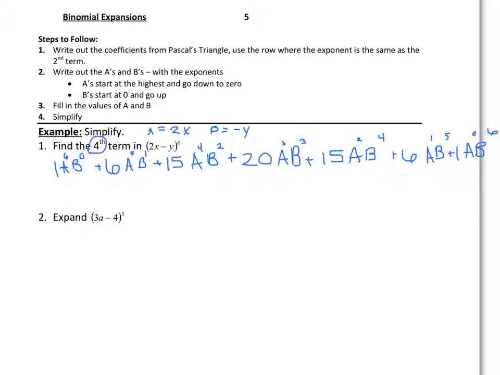And I want to find my fourth term. So these a's and b's help because I'm not filling in everything. So I just want my fourth term. So here's my first, second, third. I want my fourth term, only my fourth term. So that's what I'm going to simplify.